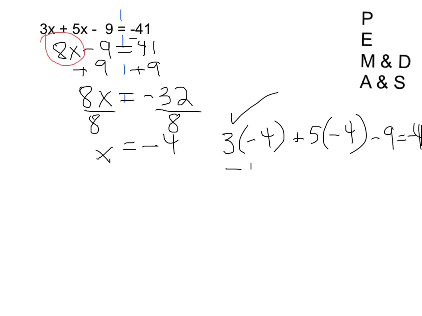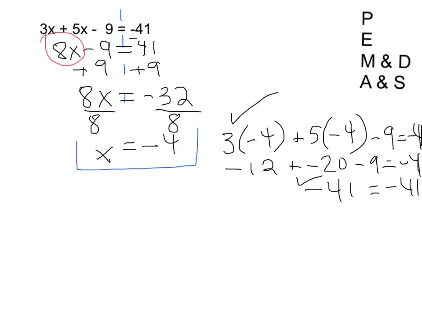Three times negative 4 is negative 12, plus negative 20, minus 9 should equal negative 41. I'm going to go ahead and simplify. I get negative 32, and another negative 9 is negative 41. And that does equal negative 41. I'm left with something that is just true, so it does check. My answer is right here, x equals negative 4.